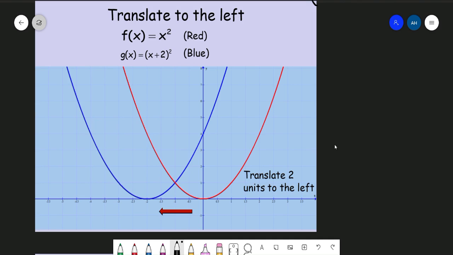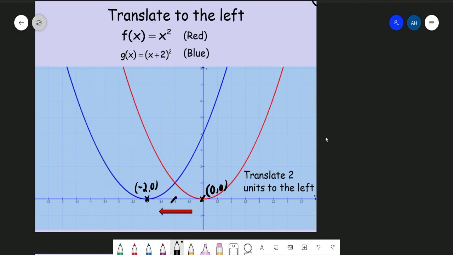Okay, for example, point (0, 0). This is point (0, 0) here. If we move it 2 units to the left, it will be, okay, 1 unit there and another unit. So it becomes point (-2, 0) like this. So point (0, 0) is translated to point (-2, 0). Okay, the same thing for other points also.